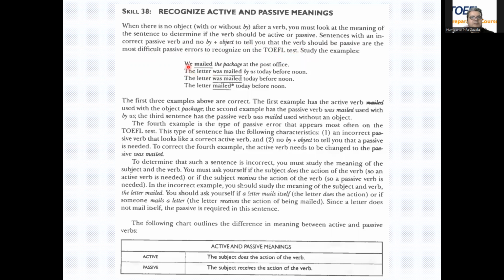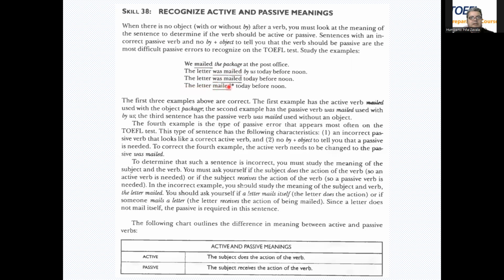Look at these examples. We mailed the package at the post office, right? So active voice, subject, we. What did we do? We mailed what? The package. The letter was mailed by us the day before noon. So notice that now we changed to passive voice, focusing on the letter, the action, mail. By whom was the action done? By us. The letter was mailed the day before noon. Okay, so we got the correct form, the verb be in these two sentences, and the past participle form mailed.